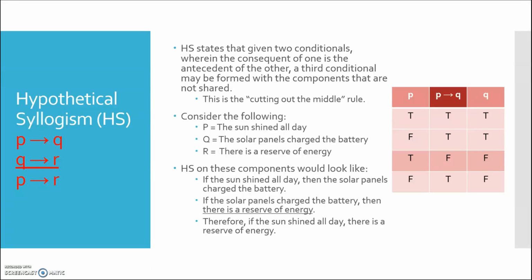Consider the following. If we have P equal the sun shined all day, Q to mean the solar panels charge the battery, and R to mean that there is a reserve of energy, we could formulate those into two conditionals. If the sun shined all day, then the solar panels charge the battery. If the solar panels charge the battery, then there is a reserve of energy. Therefore, if the sun shined all day, there is a reserve of energy.